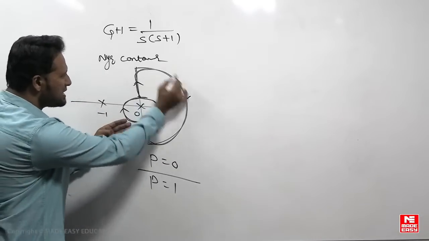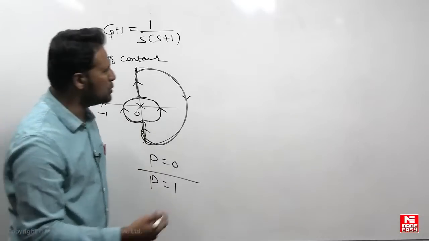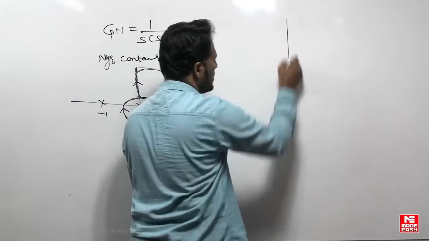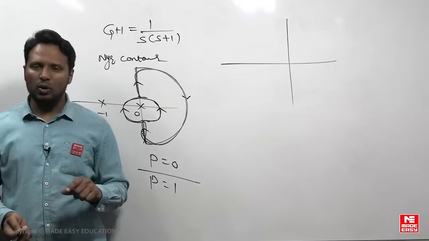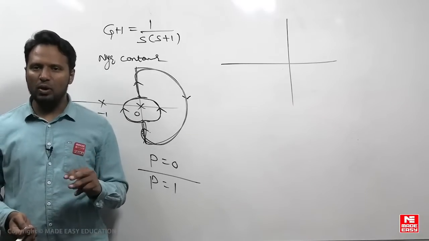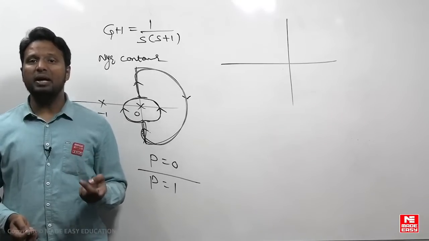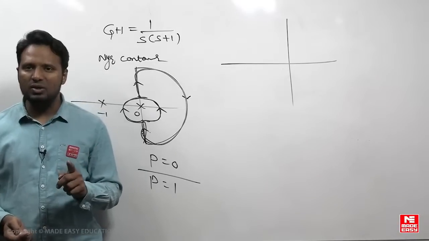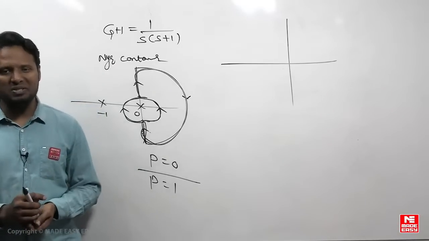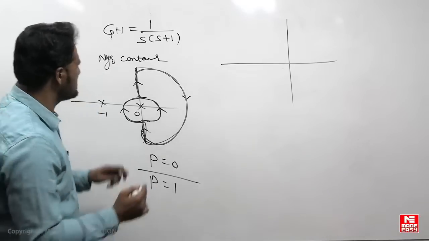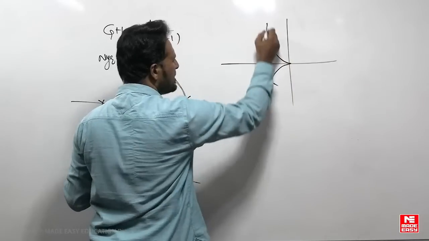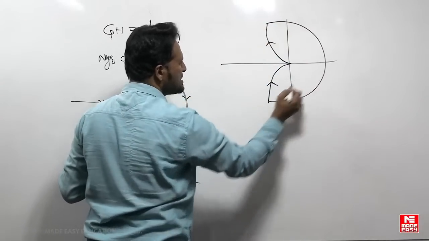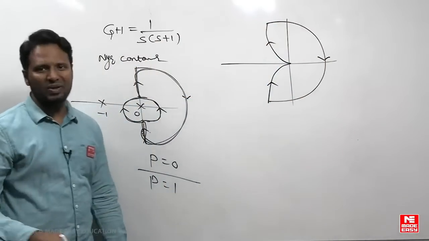See, if this is the Nyquist contour, which we usually do, then what will be the Nyquist plot of this system? Remember, what is the Nyquist plot? Polar plot plus mirror image of the polar plot plus a semicircle of infinite radius in clockwise direction, as many as the type of the system. We say this often. This is the polar plot, and this is its mirror image. This is the semicircle of infinite radius in clockwise direction.